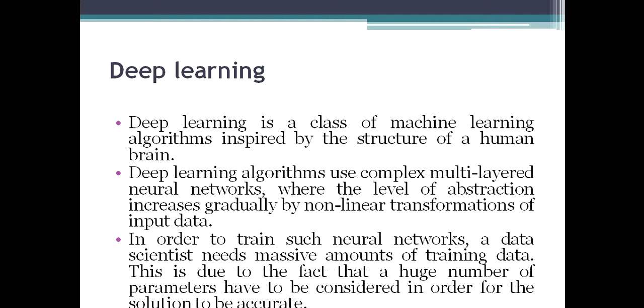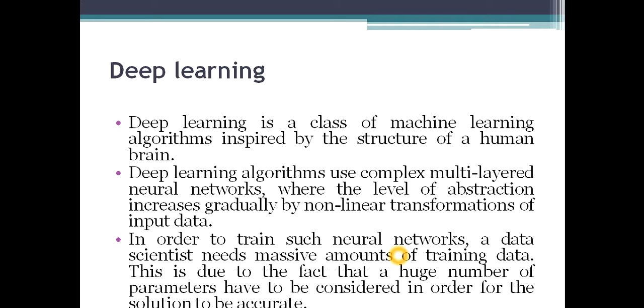Now, coming to the last part, that is deep learning. Deep learning, as you have already seen, is a subset of machine learning where we use neural networks. This is a class of machine learning algorithms inspired by the structure of the human brain. Deep learning algorithms use complex multi-layered neural networks where the level of abstraction increases gradually by non-linear transformation of input data. And in order to train such neural networks, a data scientist needs to have massive amounts of training data. That is a limitation in this case.